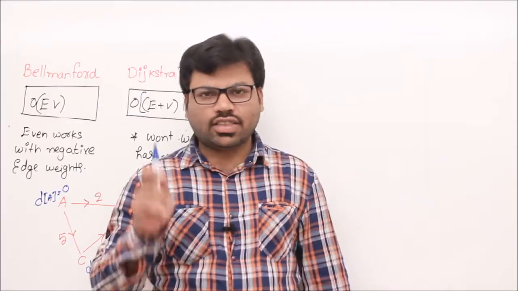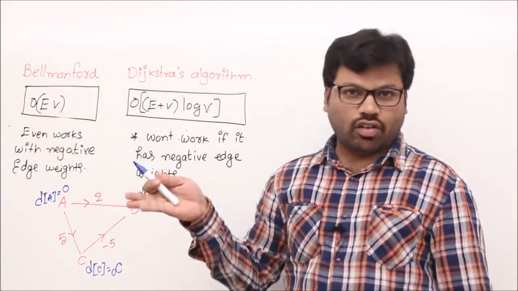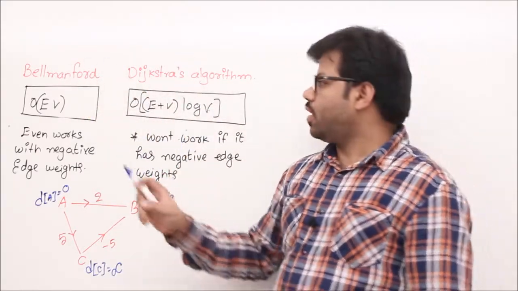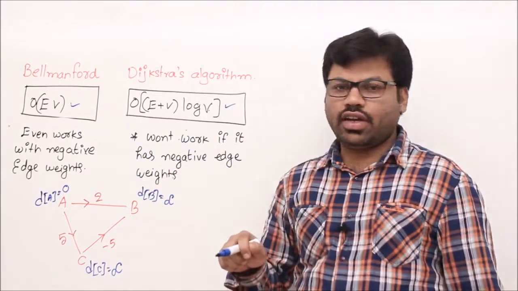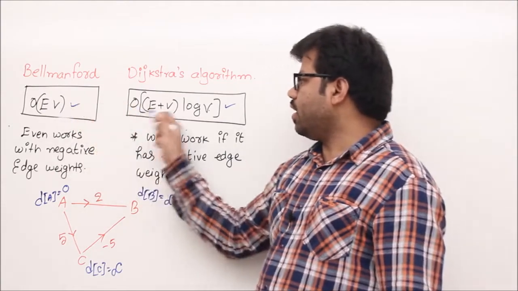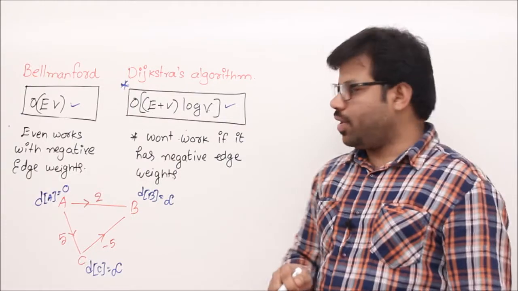Okay. Now we'll summarize shortest path algorithms. We have two shortest path algorithms: one is Bellman-Ford and the other is Dijkstra's algorithm. So we'll try to compare them. The time complexity of Bellman-Ford algorithm is order of EV, and Dijkstra's is (E plus V) log V, right? So EV is greater than (E plus V) log V. So time complexity wise, Dijkstra's algorithm is better, far better.